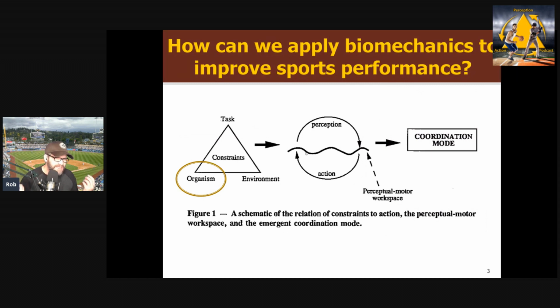individual optimization, right? So we're not trying to find the one correct technique. What we're going to do is try to measure some of the individual organismic constraints of a performer and identify the optimal technique for them, right? So, individual optimization.